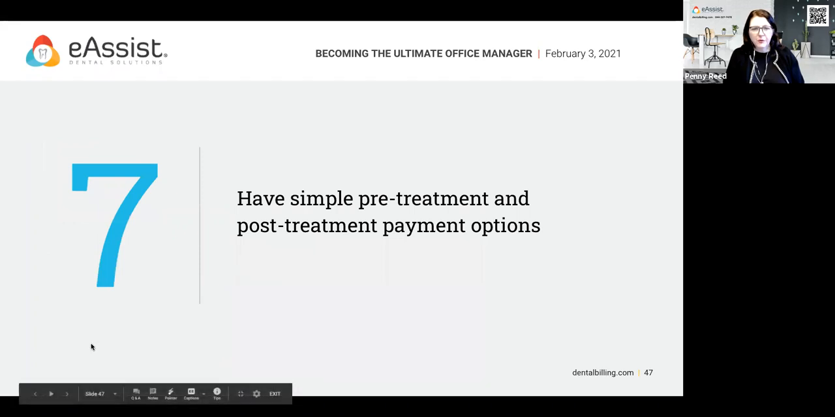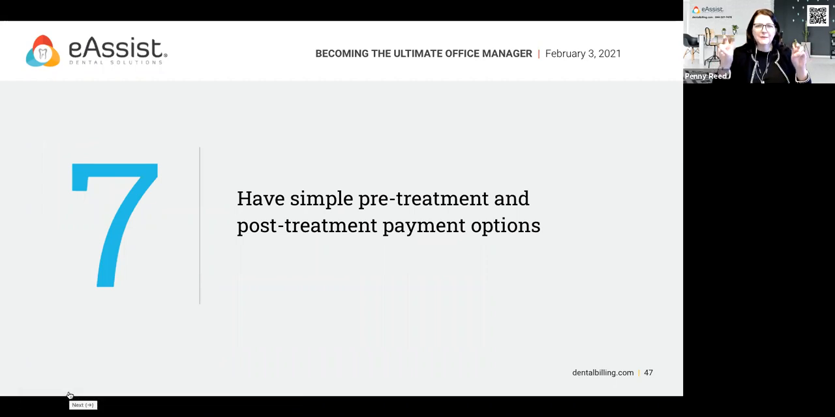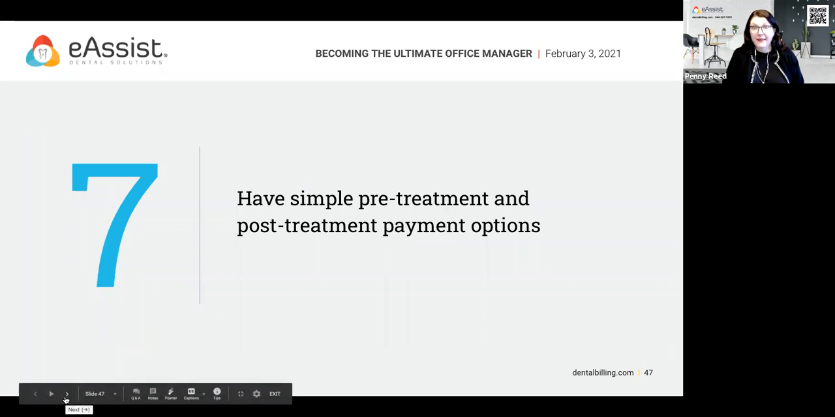So then have simple pre-treatment and post-treatment payment options. So really, if we're doing our job, right, I'm saying our job as a team, getting the appropriate amount from the patient on the front end, we should have very little need for post-treatment payment options, right? Because everything would already be taken care of. Yet we need to be prepared. If we're handling our patient billing in-house and the patient has a balance, there needs to be an option. More than likely, they were not expecting to have a balance. So we want to be sure that we have options for them to be able to pay that.